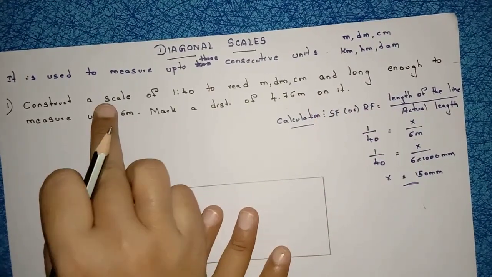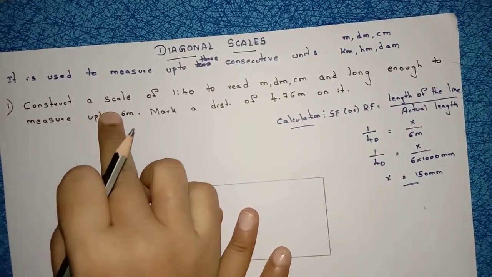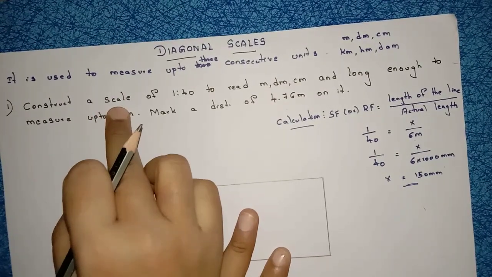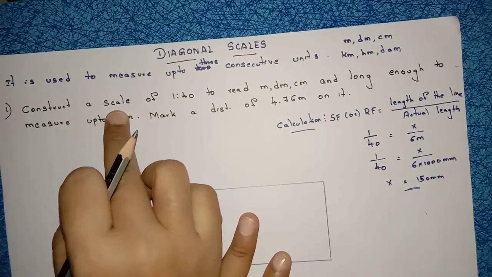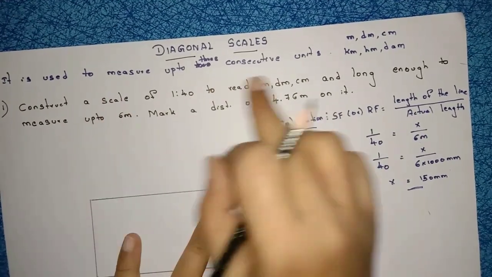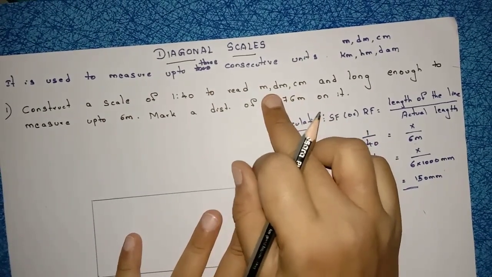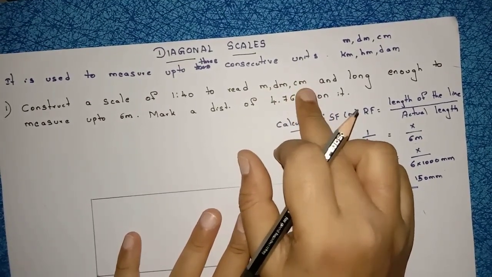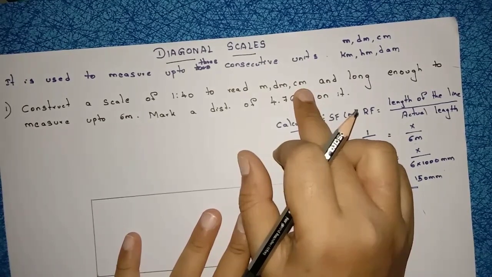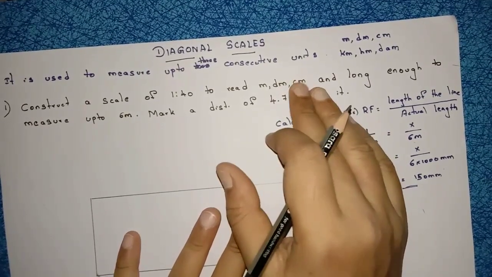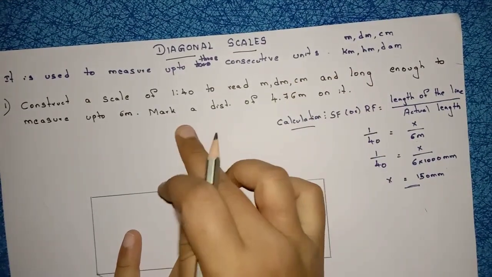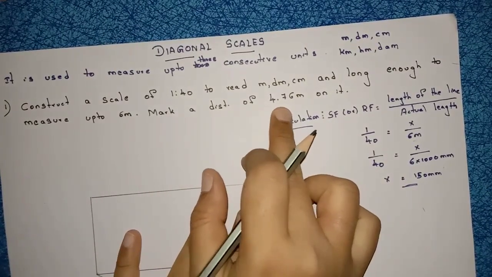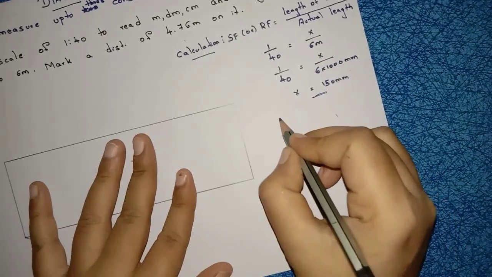Here in this question I didn't mention to construct a diagonal scale. I have written here construct a scale. So which scale will you draw, plane scale or diagonal scale? That depends on the units. Here they mentioned 3 units, meter, decimeter, centimeter. So 3 units means diagonal scale, that is the first condition. Or the best thing is, what is the output? You have to mark a distance of 4.76 meters, right?